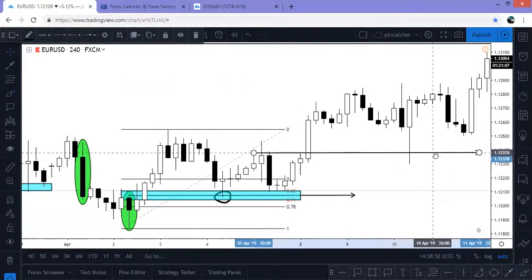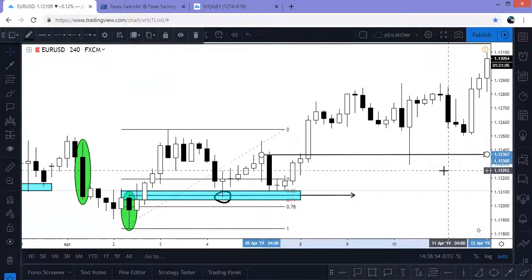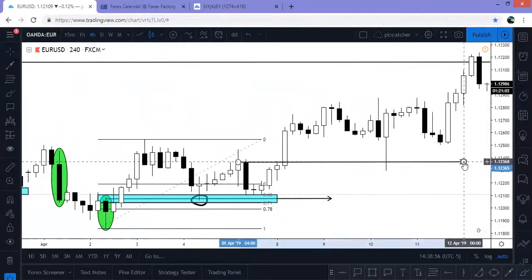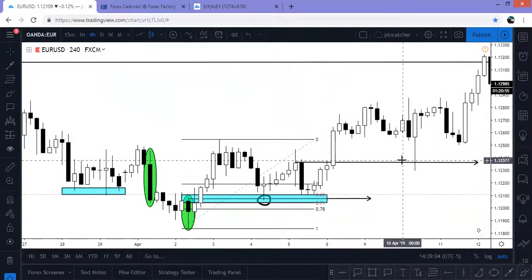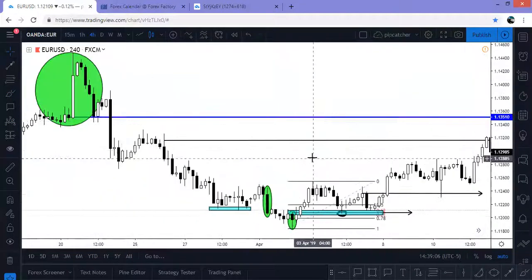So we do this: last down candle, we put it right there. Look at where our entry is, right? So in this wick, that's where our entry would be, okay?